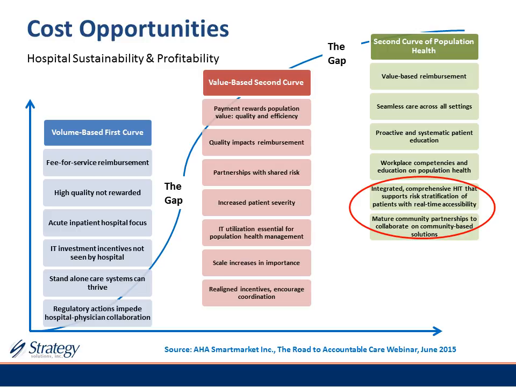And just last year, in June of 2015, the AHA put a third set of boxes, the green ones on this slide, related to the second curve of population health, where there's a recognition that over the next few years, and actually within the planning horizon of this particular needs assessment series, we're going to be seeing CMS, the Centers for Medicare and Medicaid Services, move more reimbursement to value-based reimbursement.